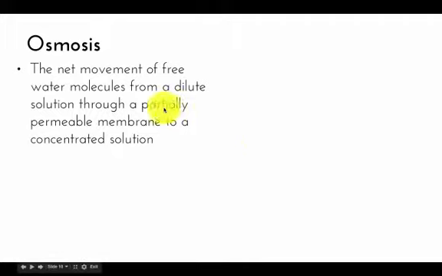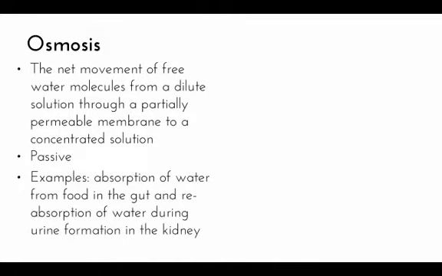Another type of diffusion that we're going to talk about is osmosis, and that's the net movement of free water molecules from an area where it's quite dilute to an area where it's quite concentrated. I'll show you a picture of that in a minute. It's still passive because we're going with the concentration gradient. Examples of this are water osmoregulation in humans, making sure our cells are hydrated enough, and getting rid of excess water through the kidneys.